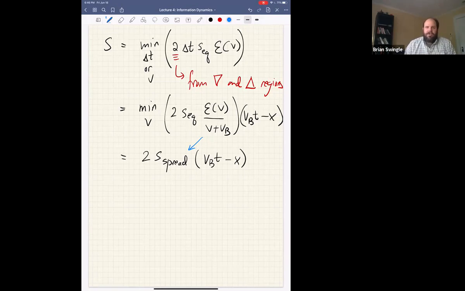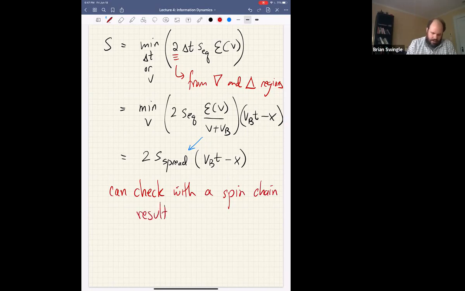So you get a non-trivial quantitative prediction, and you can again check this with a spin chain, and that's one of the results in the Jonay et al. paper that I listed on the first slide. I won't show you the actual picture, but it compares reasonably well.